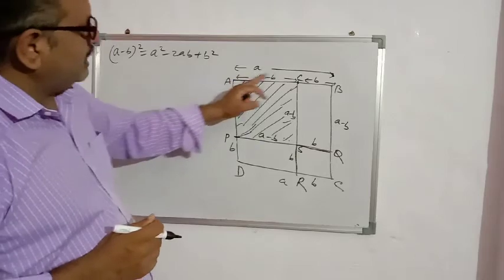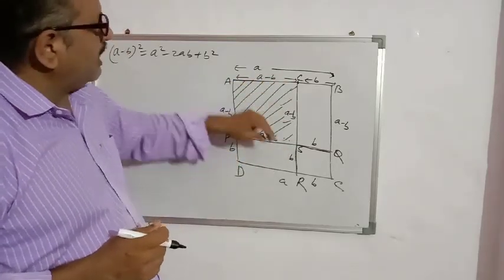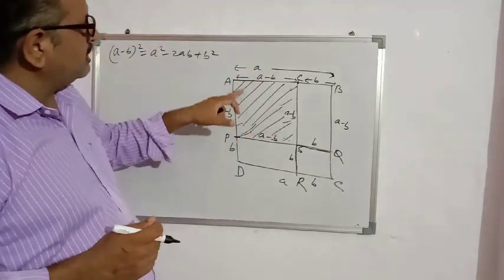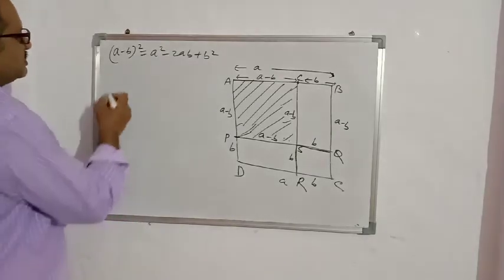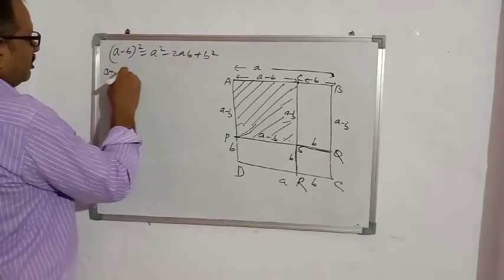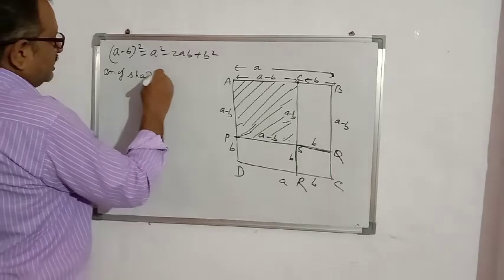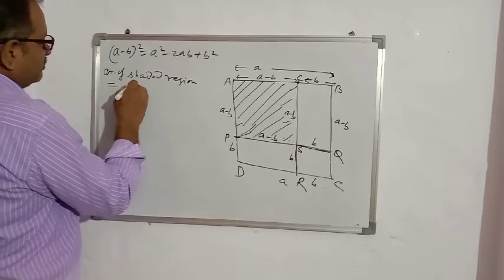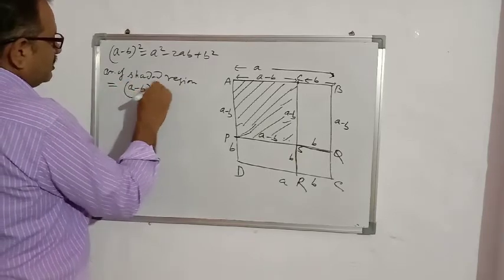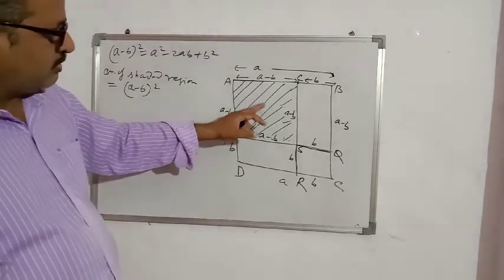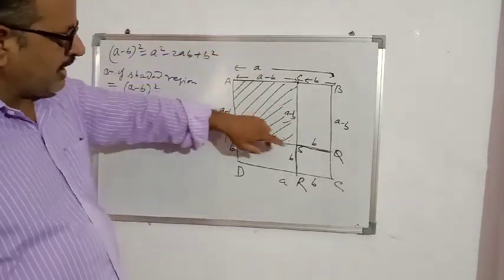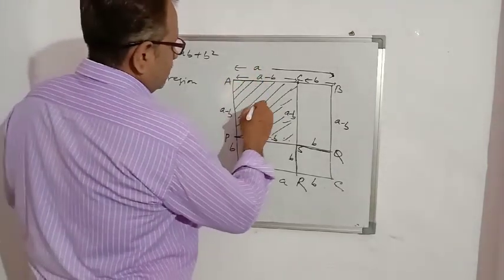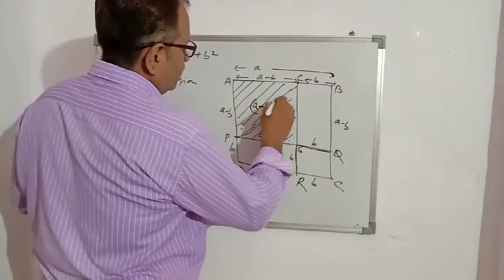What is the shaded portion? ACSP. It is a square whose one side is a minus b. So what will be the area of the shaded region? It will be equal to (a minus b) whole square. Why? Because it is a square and one side is a minus b. So this area is (a minus b) whole square.